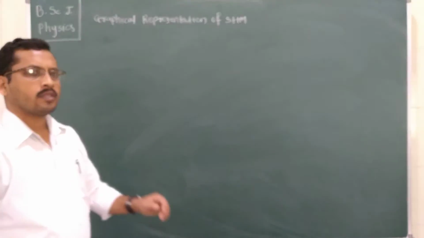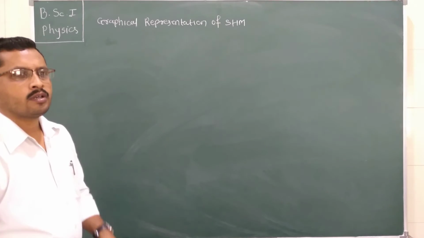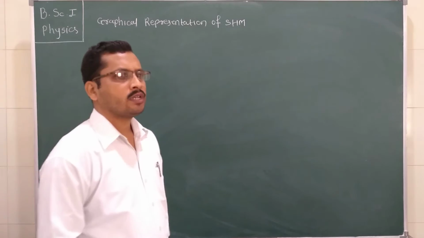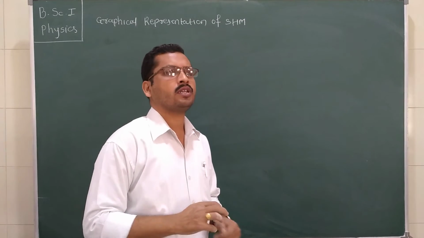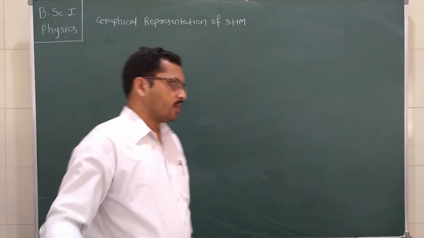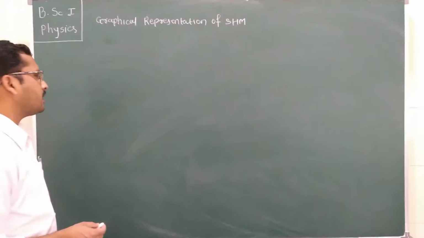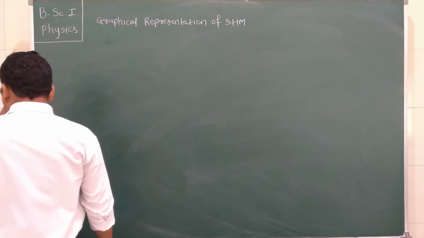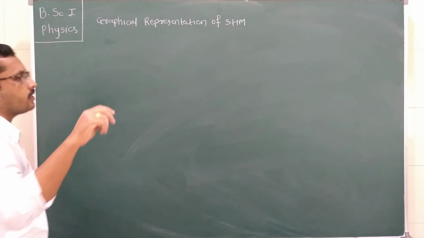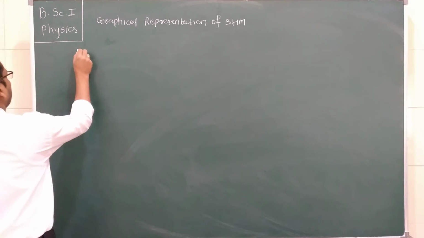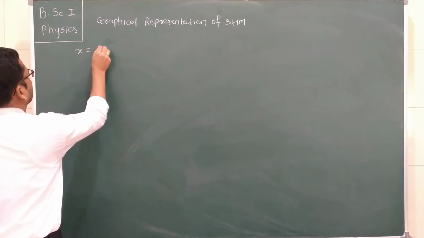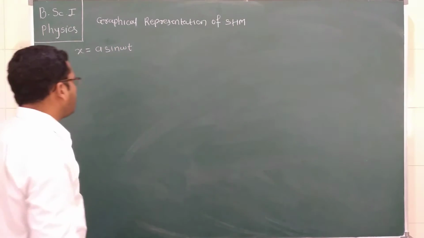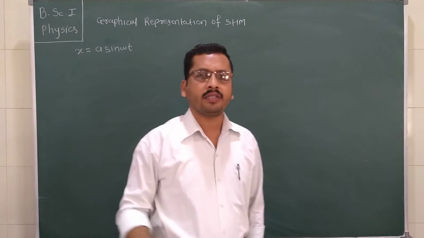So we are starting the motion from the mean position. Consider a simple harmonic motion in which the particle is starting from the mean position. When the particle is starting from the mean position, the equation of SHM is x is equal to a sin omega t, because initial phase, that is alpha, is equal to 0.